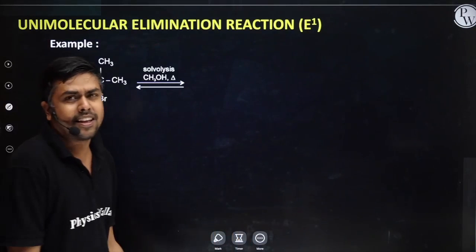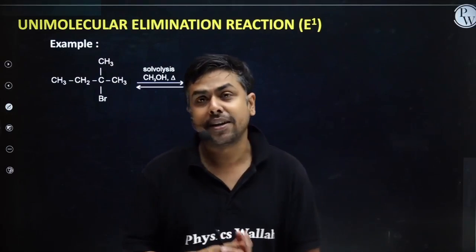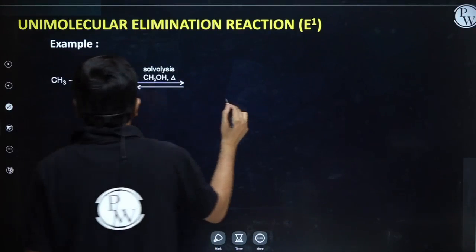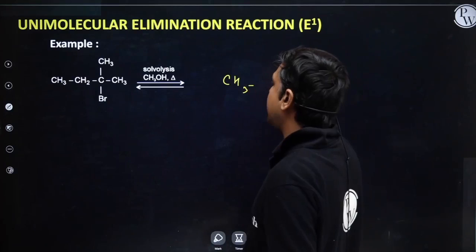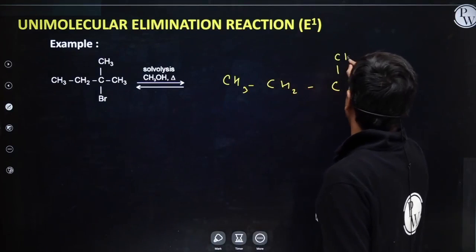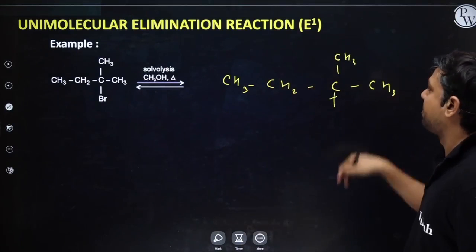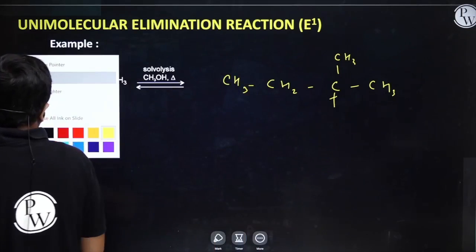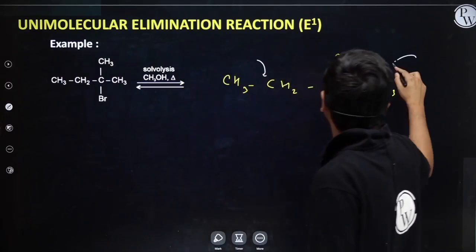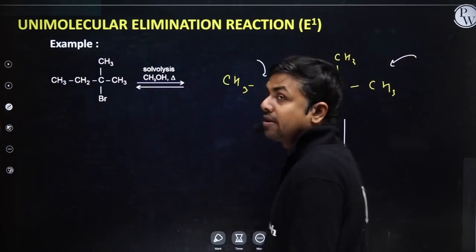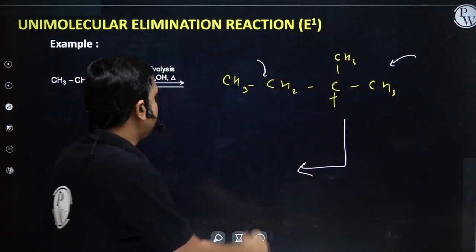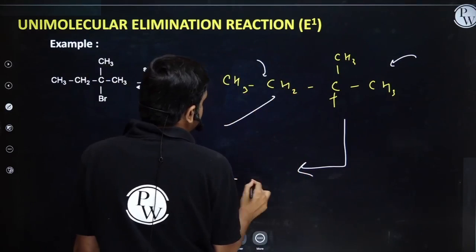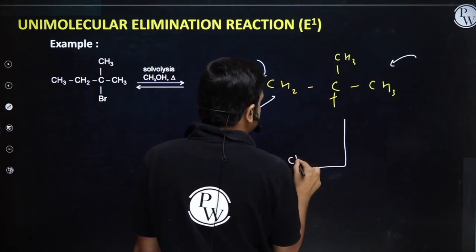Solvolysis. Just like SN1, this particular reaction is initiated by a solvent, so we say it is a solvolysis reaction. First step, ionization. So what will happen? We'll have the formation of CH3, CH2, C positive, CH3, CH3. Is it the most stable carbocation? Definitely yes. Now I'm having two different beta carbons, this one also and this one also. I'm going to remove beta hydrogen from the carbon which is more substituted. This one is more substituted. So I'm going to remove one of the hydrogens from here, and the product is CH3 doubly bonded C, CH3, CH3.